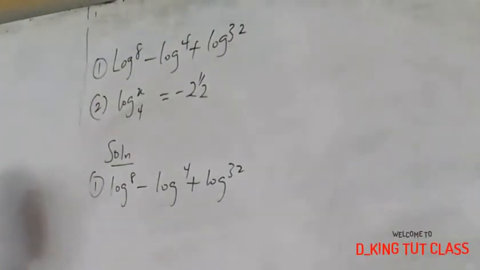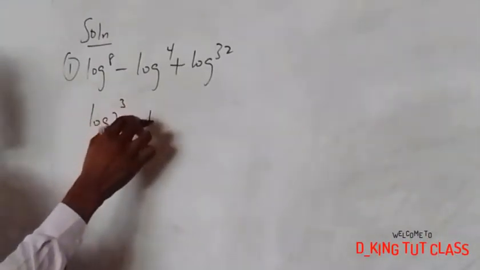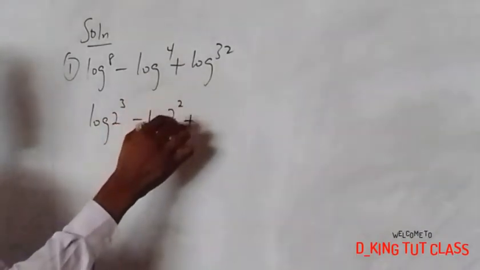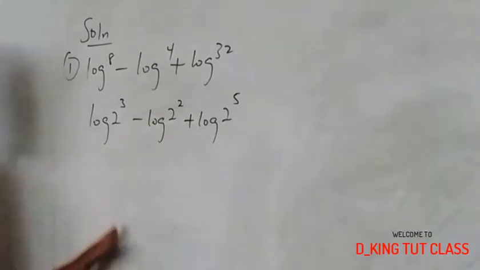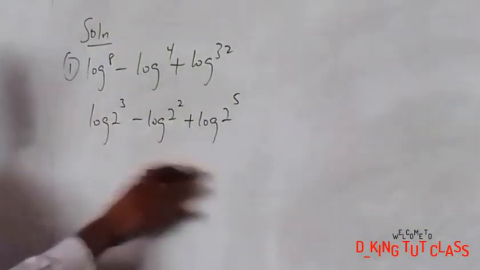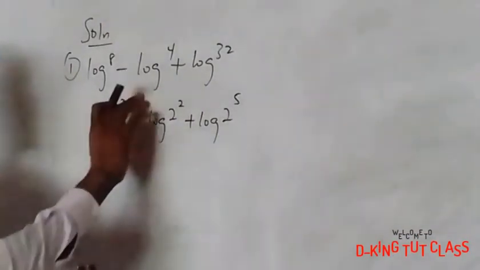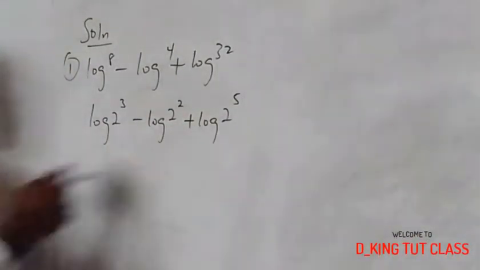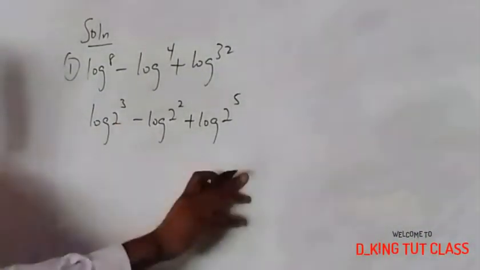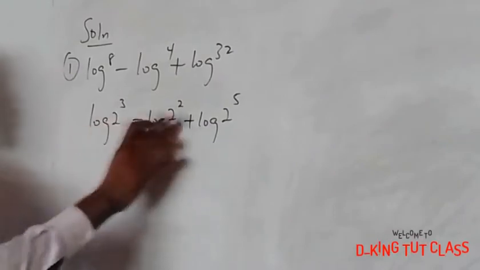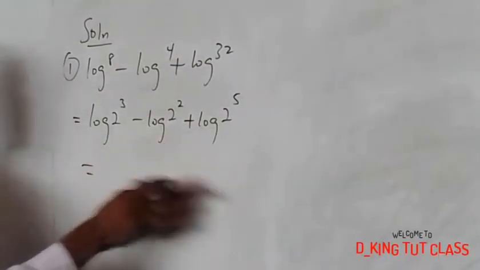So I am going to have log 2 raised to power 3 minus log 2 raised to power 2 plus log 2 raised to power 5. The basic thing for this expression is to make sure each of these values has the same base, with their different respective powers, so I can easily merge them together. Since they have the same base, log base 10, and the same base for each respective power, I can now join them together using the laws of logarithm.